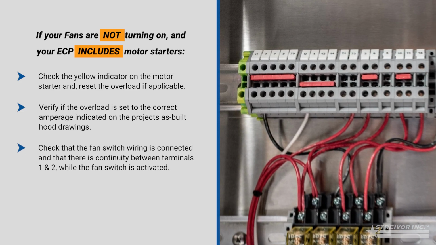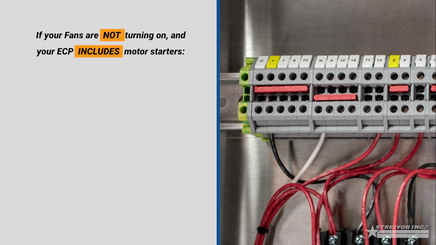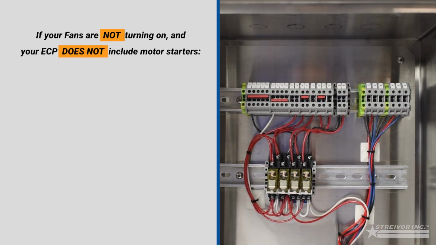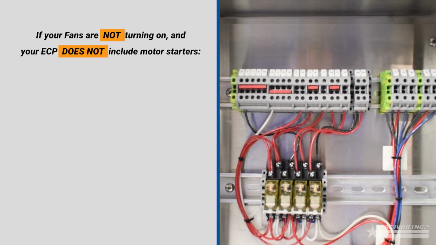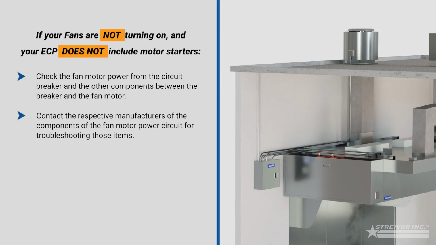Check that the fan switch wiring is connected and that there is continuity between terminals 1 and 2, while the fan switch is activated. If not, see switch schematic to verify the switch is wired correctly. If your fans are not turning on and your ECP does not include motor starters, check the fan motor power from the circuit breaker and the other components between the breaker and the fan motor. Contact the respective manufacturers of the components of the fan motor power circuit for troubleshooting those items.